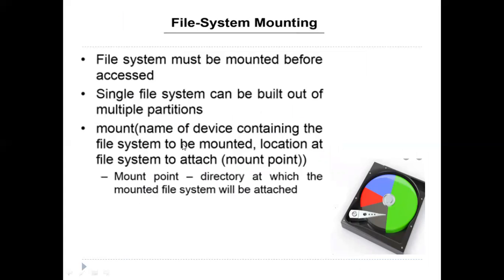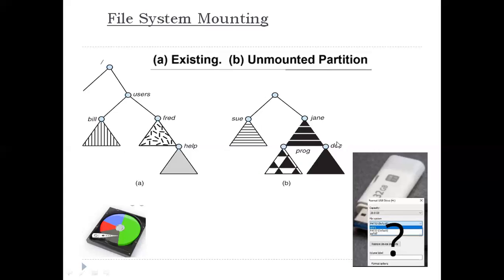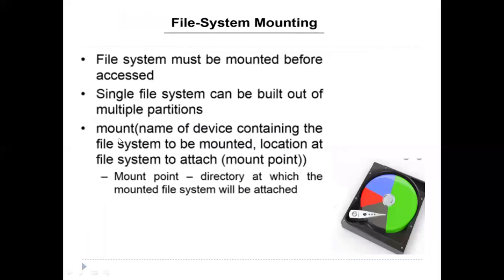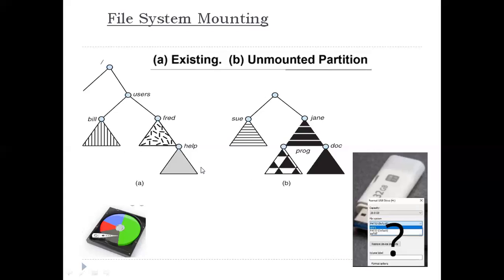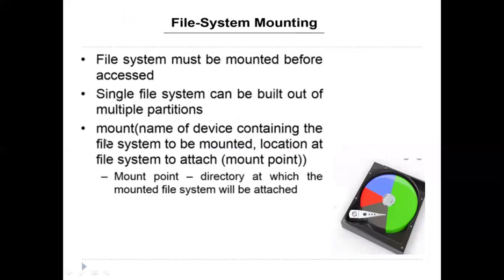The name of the device containing the file system. So now I want to pass where this is located in the pen drive. First will be mount, in brackets pen drive, comma, the location at the file system to attach. Where do you want to attach? Let's say I want to attach under user. So I mention the location user. I pass the command mount, brackets pen drive, comma, user.